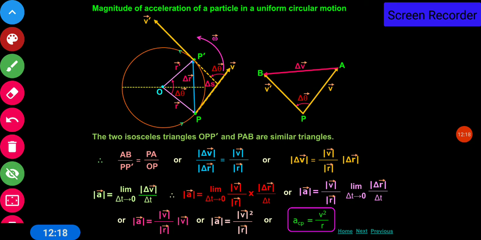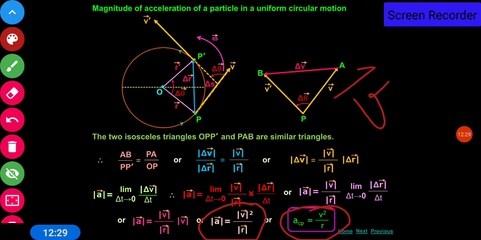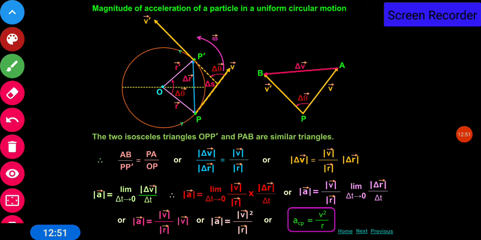Now just look at the way of writing. Here magnitude is written with the sign of magnitude, and here it is directly written. When we write a vector, if we place an arrowhead over it, then it is a representation of a vector, and if we write simply without any arrowhead, then it is the magnitude. For the magnitude we put lines like this, and this is equal to v. So the magnitude of vector v is equal to v. That is why we have written a_c is equal to v square upon R. So this is the expression for the centripetal acceleration.